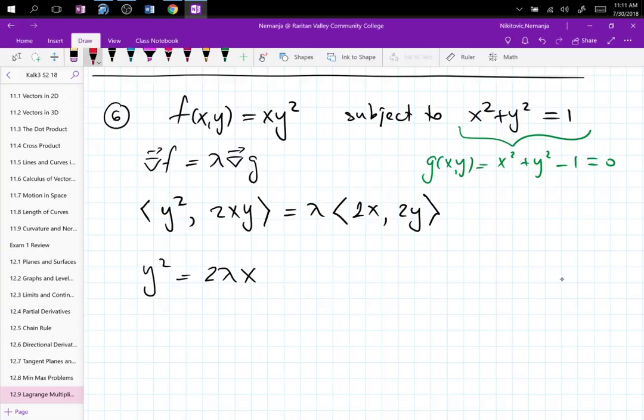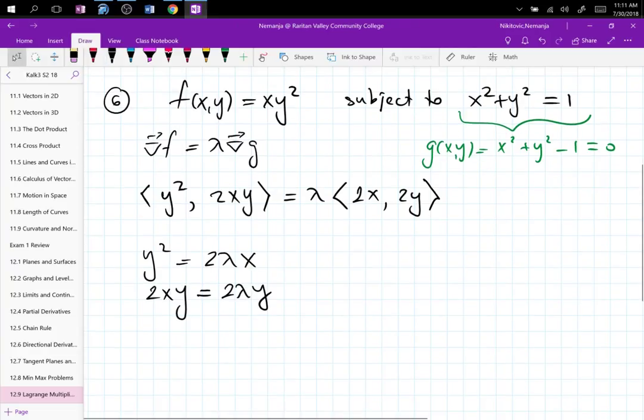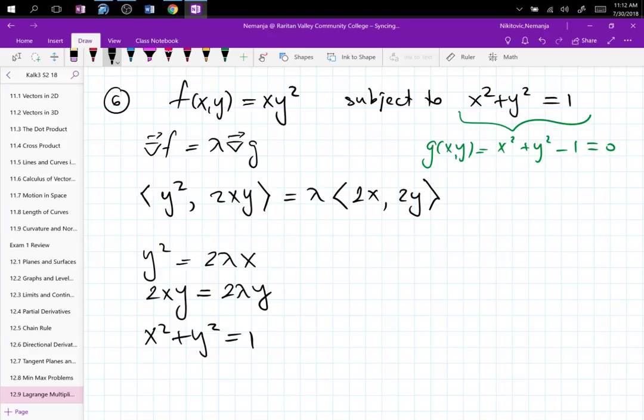So now we have the red equation, where you equal the first component of the vector, and then you're going to have the blue equation after that, which is 2xy is equal to 2 lambda y. And then we also have the constraint equation. You can actually use, if you want, x squared plus y squared equals 1. Whatever. There are no rules over here. You just need to solve this thing.